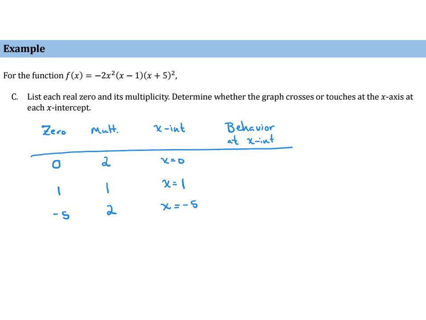Now, to determine behavior at our x-intercept, a multiplicity that's even would mean that we touch at the x-intercept. And then a multiplicity that's odd would mean that it crosses at the x-intercept. And so negative 5 has a multiplicity of 2. 2 is even, so it touches.